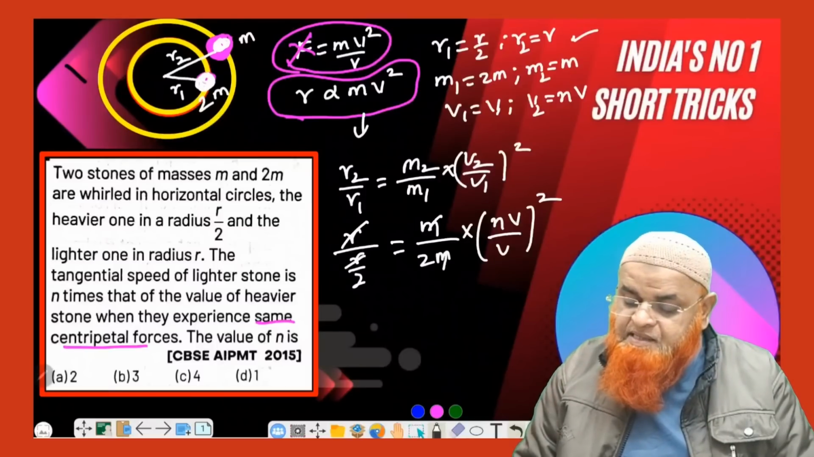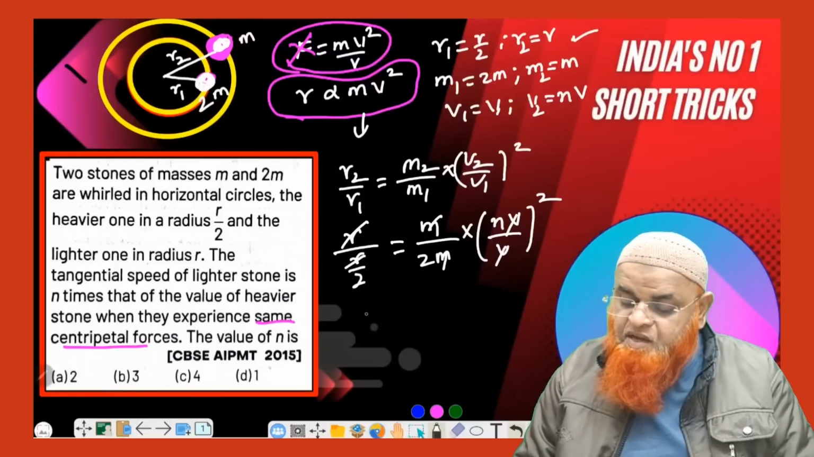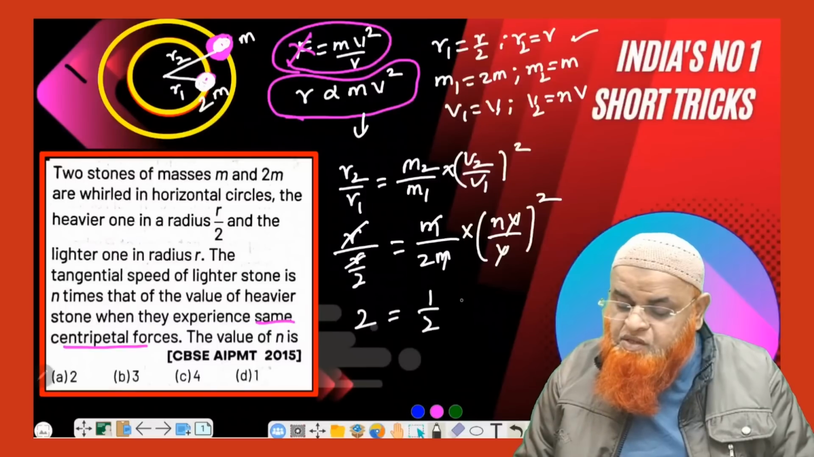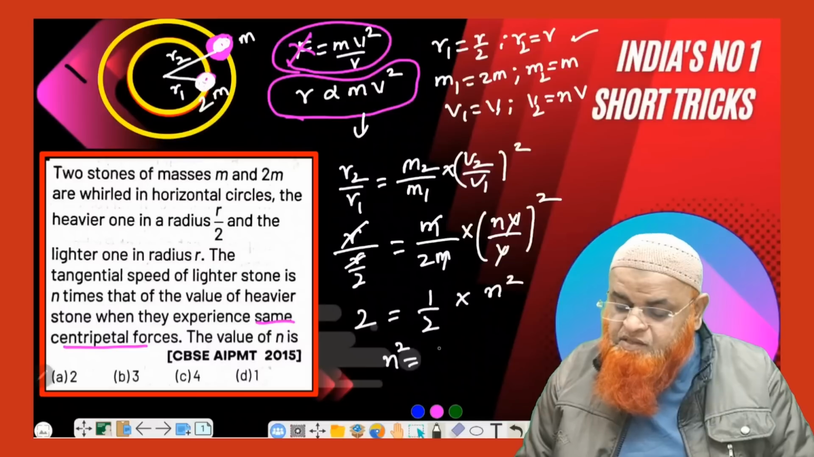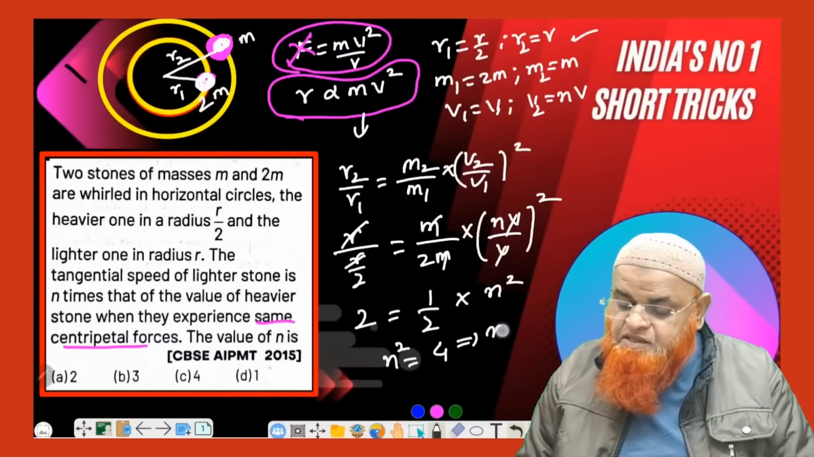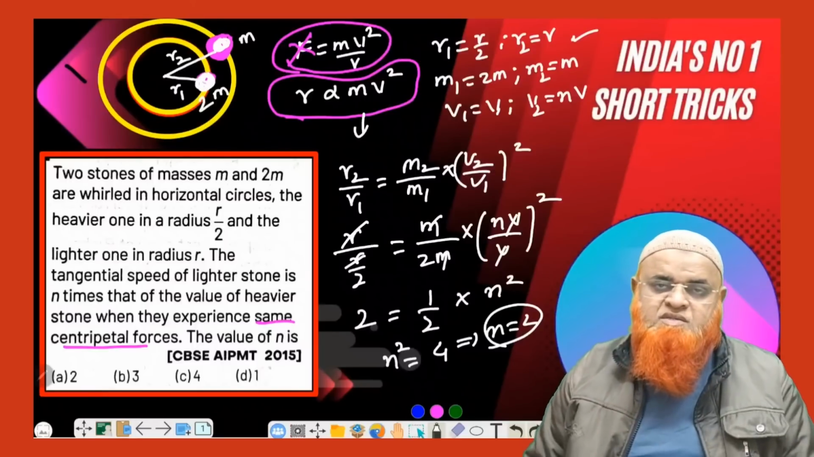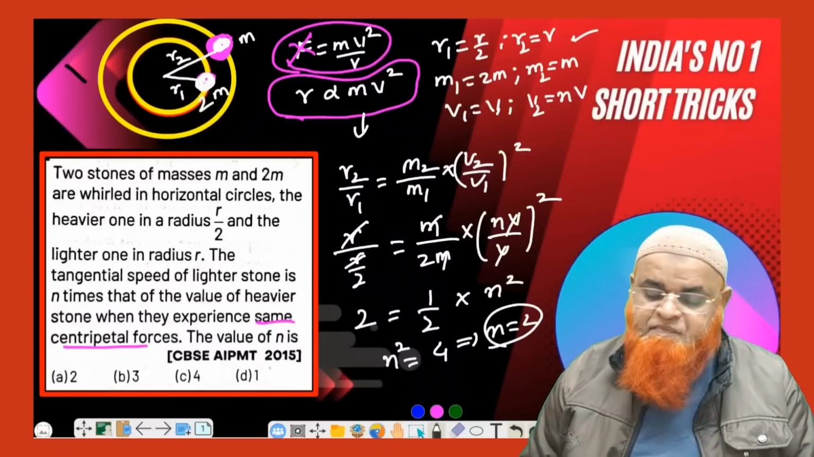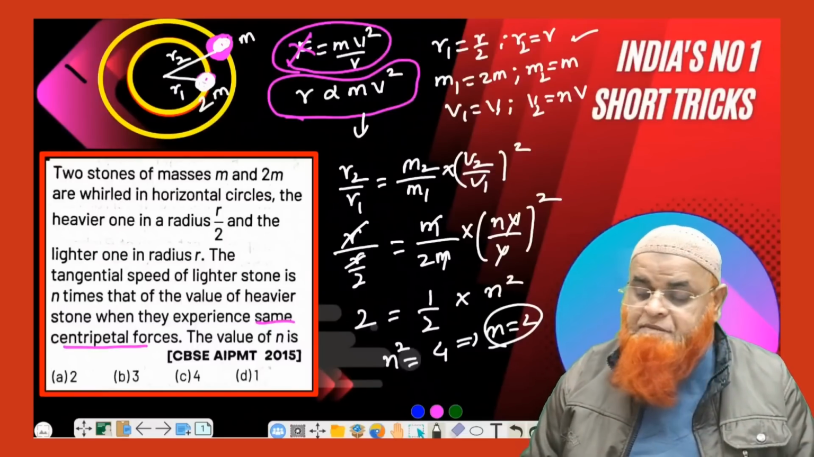So r and r get cancelled, m and m get cancelled, v and v get cancelled. What is left now? 2 is equal to 1 by 2 into n square. Therefore n square is equal to 4, which implies that n is equal to 2. So this is going to be your simple formula to solve the problem. Thank you very much. Have a nice day.